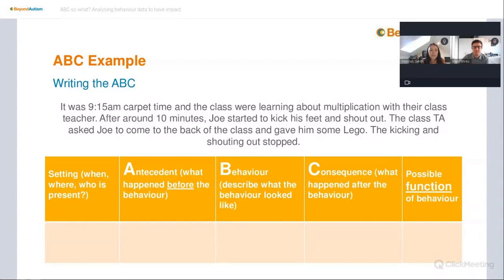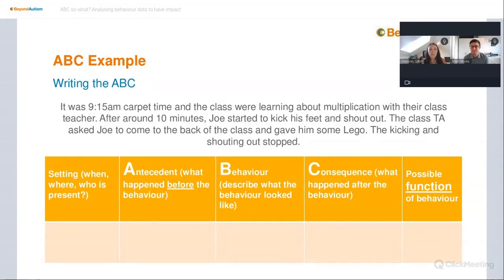So it was 9:15 a.m., carpet time, and the class were learning about multiplication with their class teacher. After around 10 minutes, Joe started to kick his feet and shout out. The class teaching assistant asked Joe to come to the back of the class and gave him some Lego. The kicking and shouting stopped.